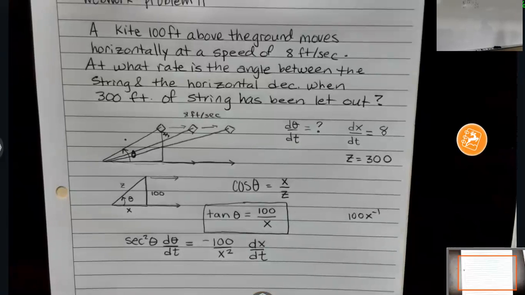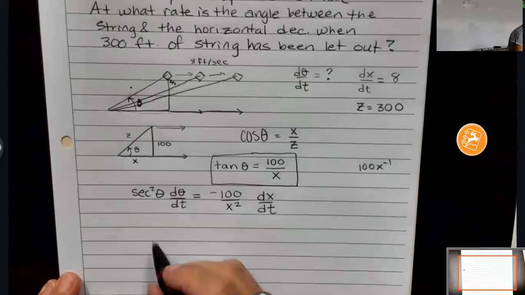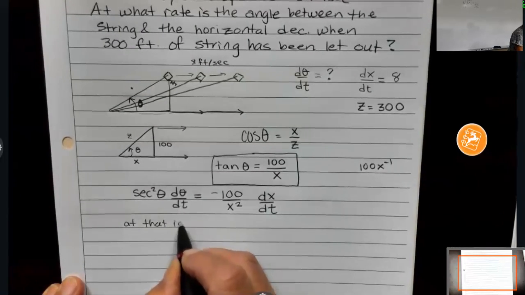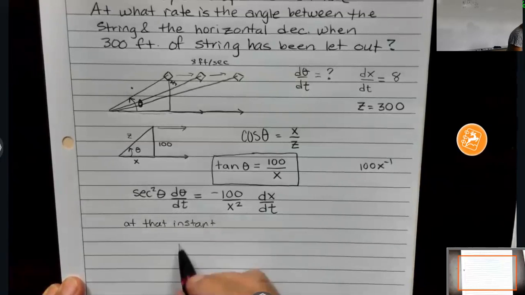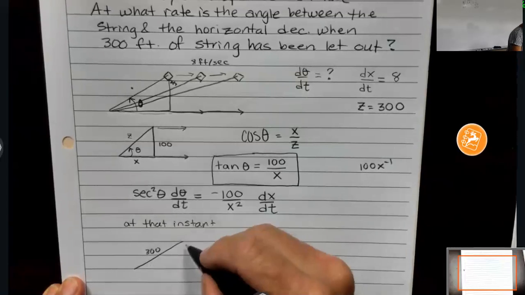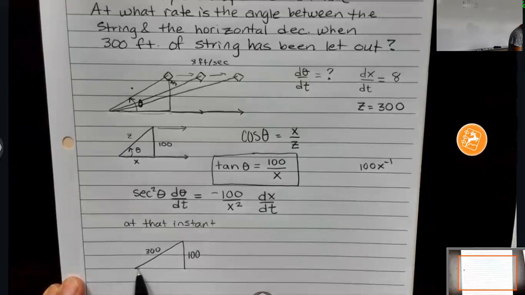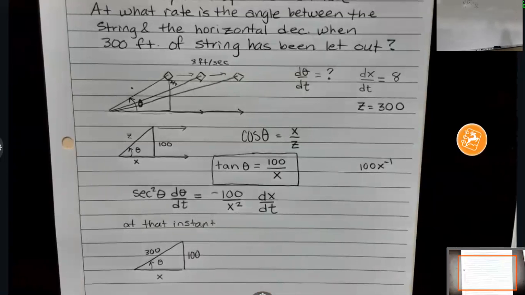So in order to solve this now for d theta dt, we're going to need to know either theta or the secant of theta, an x, and a dx dt. So we have to go to the instant when 300 feet of string is let out, and let's see if we can figure out any of these missing numbers. So at that instant, our picture looks like 300 feet of string here. It's still 100 feet tall. We can figure out x right here. And if we know x, then we can figure out the secant of theta without worrying about what theta is. Right? So do the Pythagorean theorem for that instant and find x. x squared plus 100 squared is 300 squared.